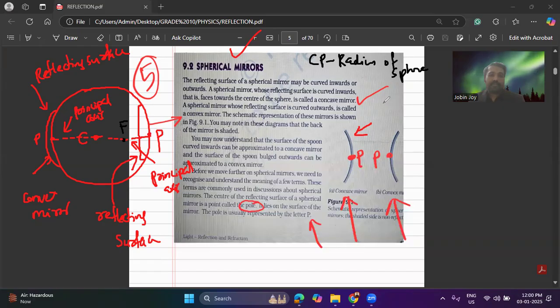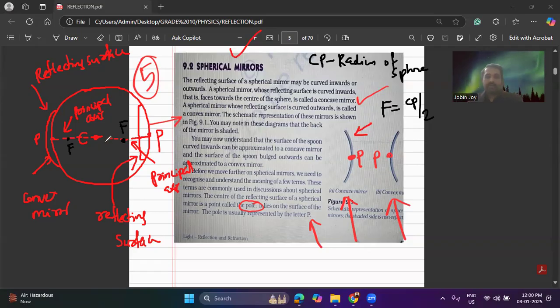That means I can write it as CP divided by 2. CP is the radius of curvature, or radius of the sphere, divided by 2. That means the exact center is what is called the focus. This is F of the concave mirror, and this is F of the convex mirror. So these definitions are very important.